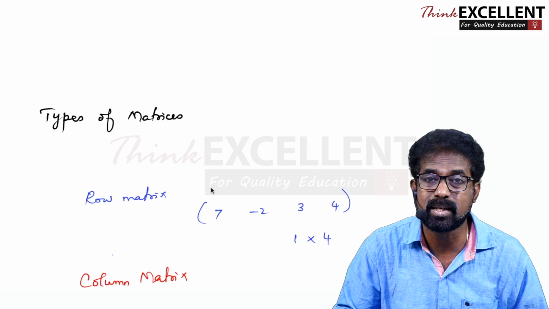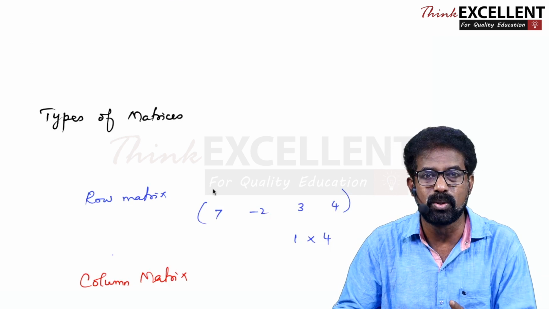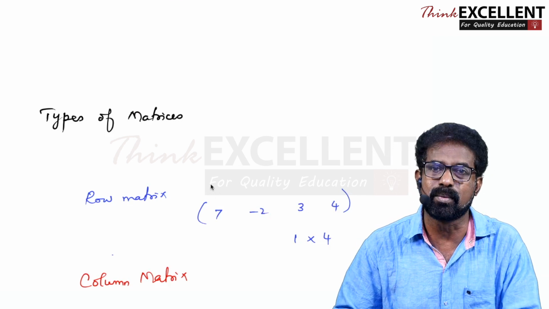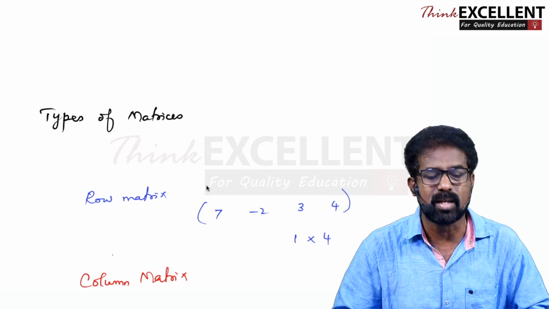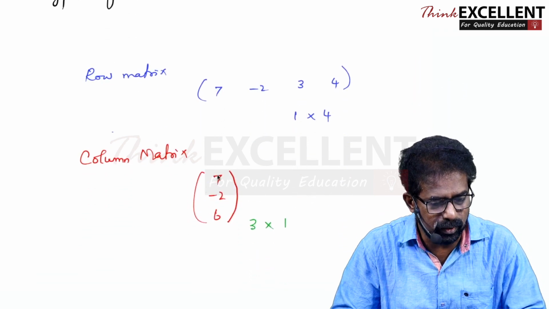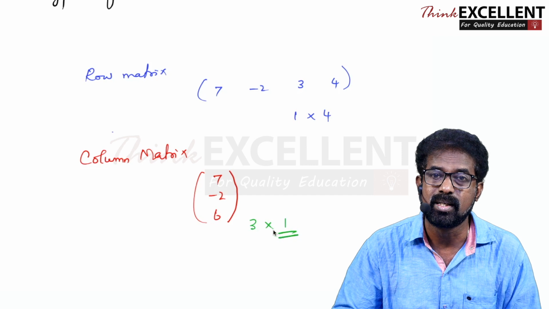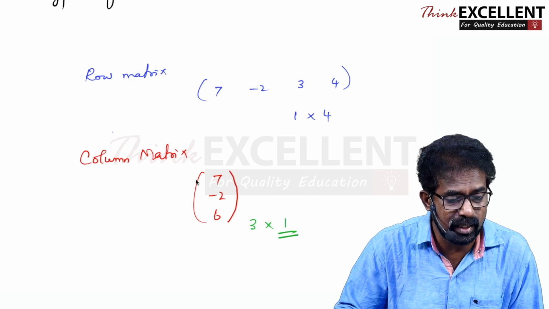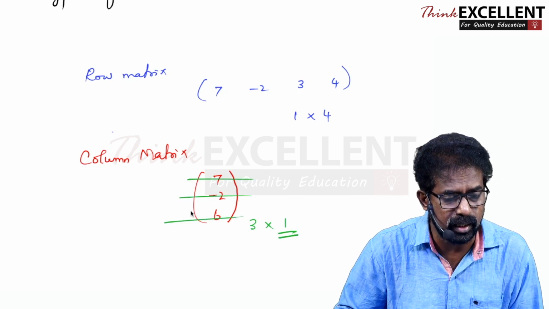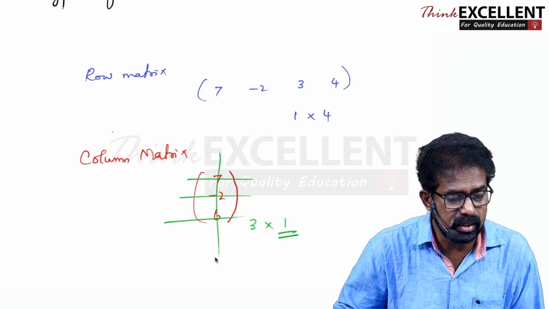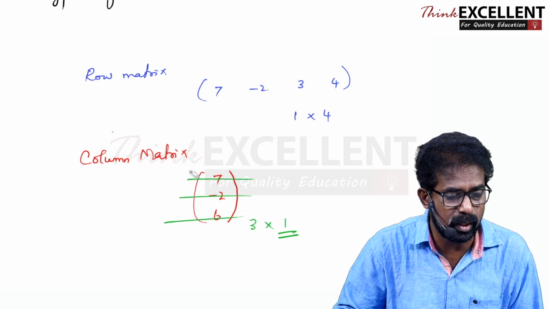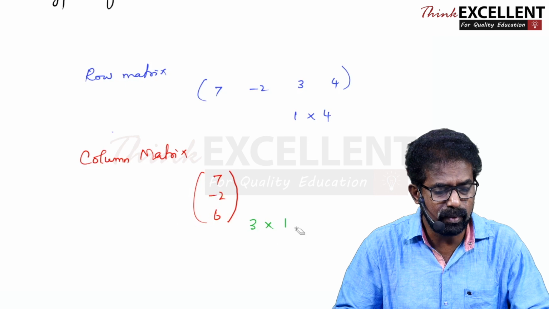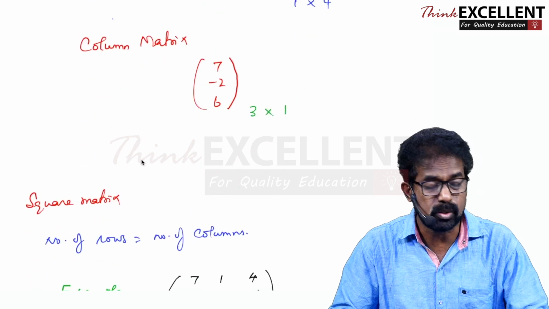Then, what is column matrix? Row matrix is only one row. So column matrix means only one column. If there is only one column, we call it as column matrix. See, only one column comes, number of columns 1. Number of rows can be any number. Here in this case 1, 2, 3. 3 rows, but just one column. So we call it as what? Column matrix.